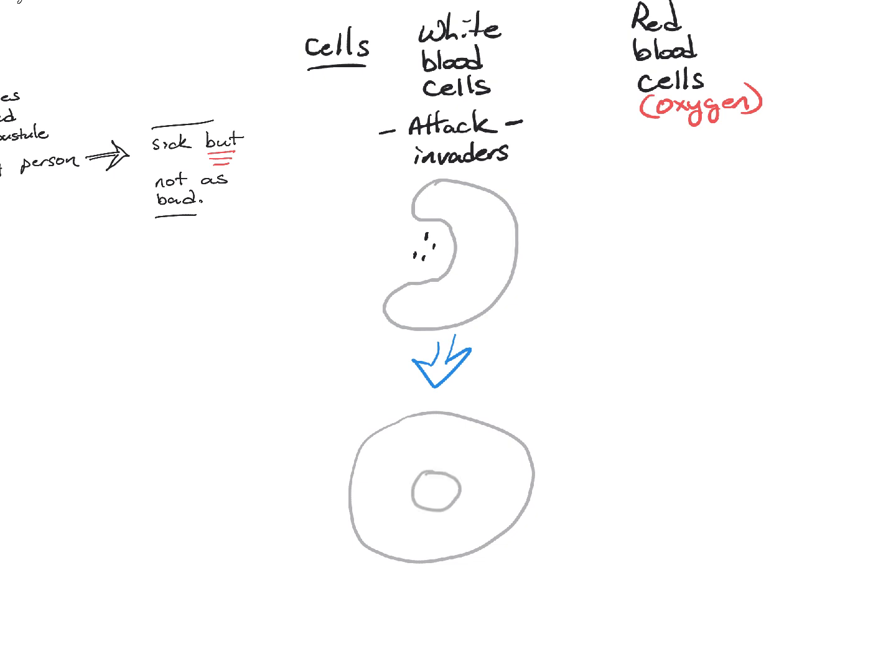So they take the little bacteria into their bodies, and then they use these little organelles called lysosomes.